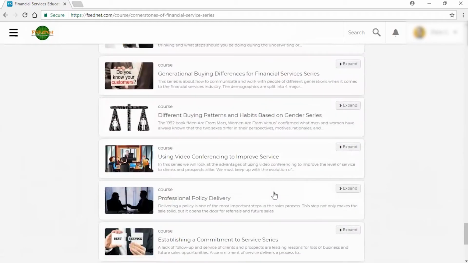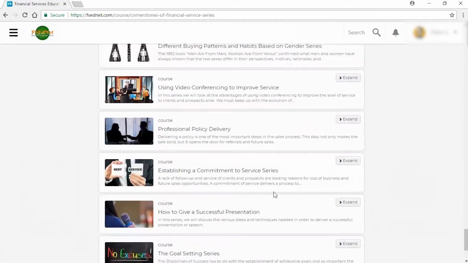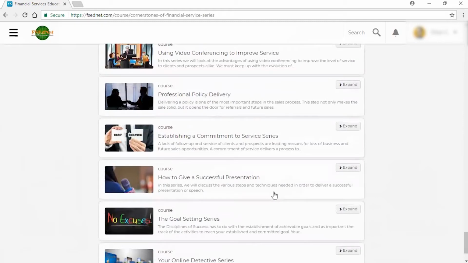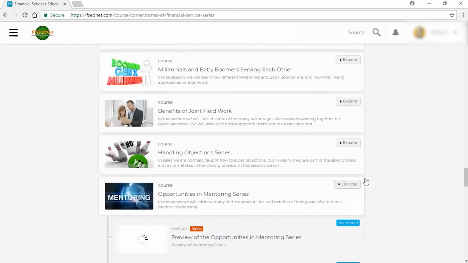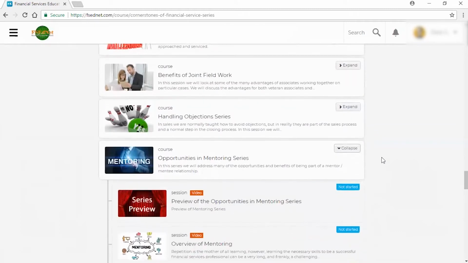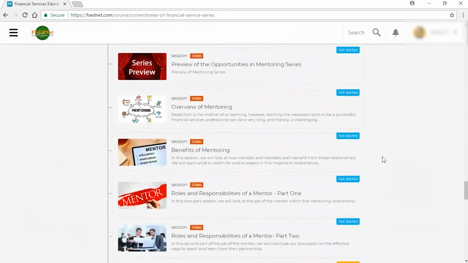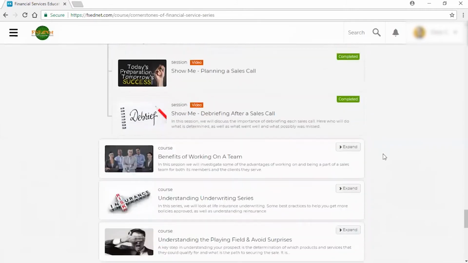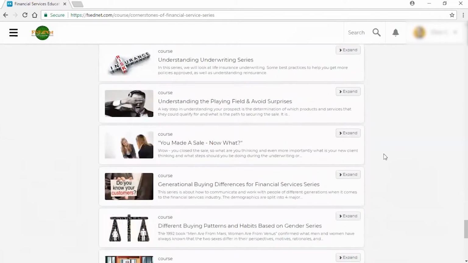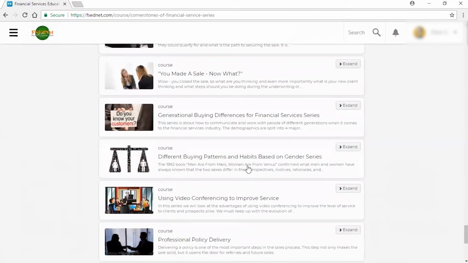Mentoring is one of the fastest ways to grow and expand one's practice, and in this series, we will take an important look at the mentor and mentee. Two important courses and cornerstones are how to understand, communicate, and sell to the different demographics of today's consumers, as well as the buying habits and patterns between men and women when it comes to financial products and services.